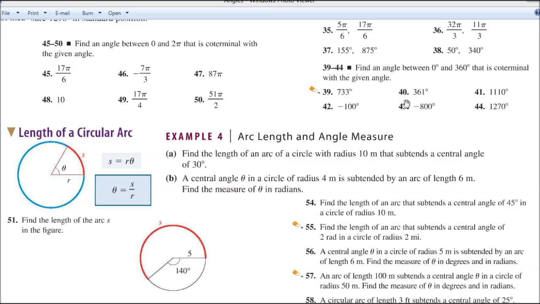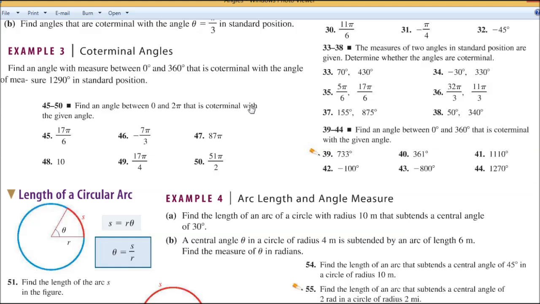Let me just read this problem on that side. 39 to 44 together, right? Find an angle. Oh, actually, I had to do this. I'm sorry about this. I need to do this example 3. Let's not skip this one.